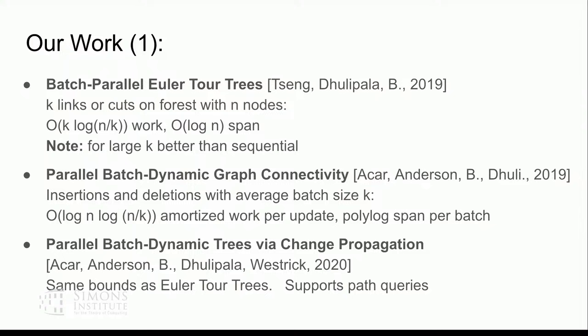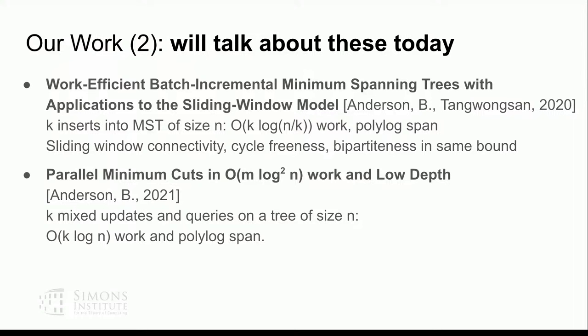Then there's also parallel, this is for more general batch dynamic trees. As many of you might know, Euler Tour trees only allow a subset of all the types of operations you might want on a tree. This just generalizes it to more general trees. What I'm going to be talking about today are actually these two results.